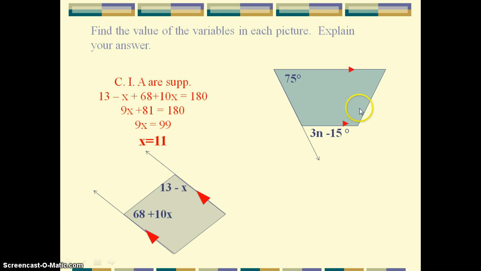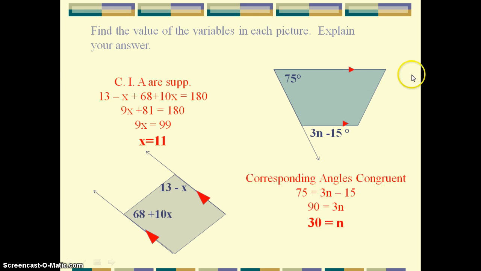I want you to try the second one on your own. I will show the answer in just a second. For this one, the relationship between these two angles is that they are corresponding angles. Our theorem says that corresponding angles are congruent. So you're going to set their measures equal and get that 30 is equal to n.